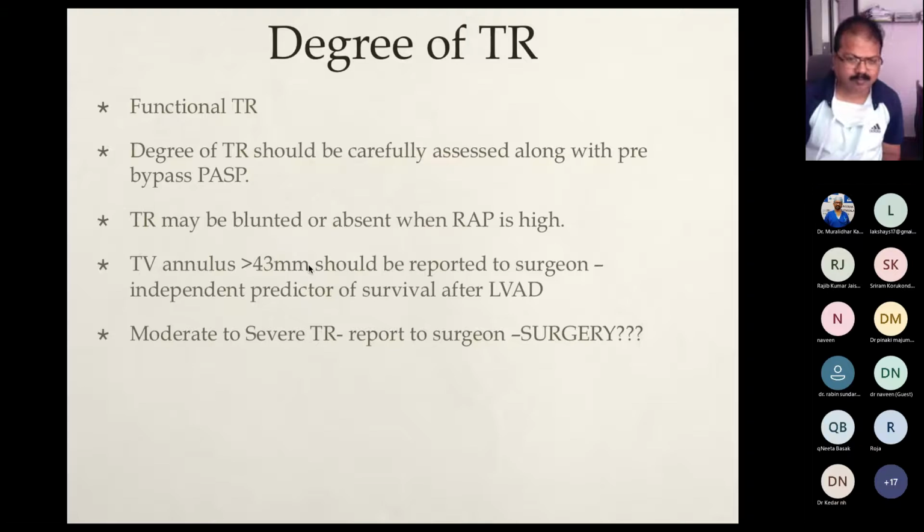So what do we do? If the patient has moderate to severe TR, definitely you should report it to the surgeon. So should you do a ring annuloplasty or change the tricuspid valve? One of the studies has shown that in moderate to severe TR, if you do an annuloplasty or tricuspid surgery, then in the next 2 years after LVAD implant, the degree of TR is reduced.